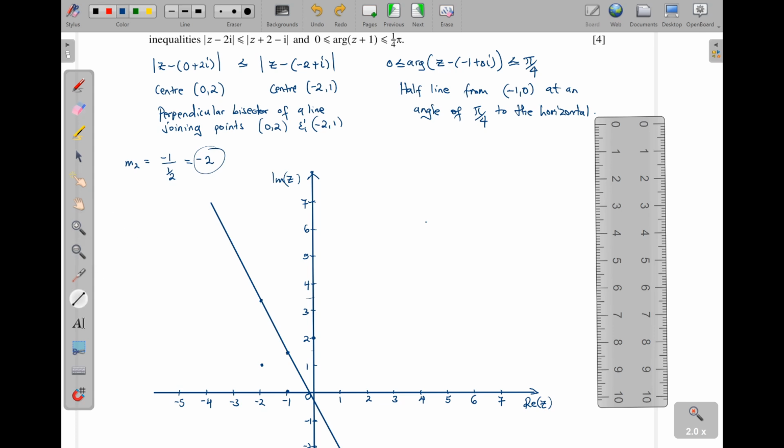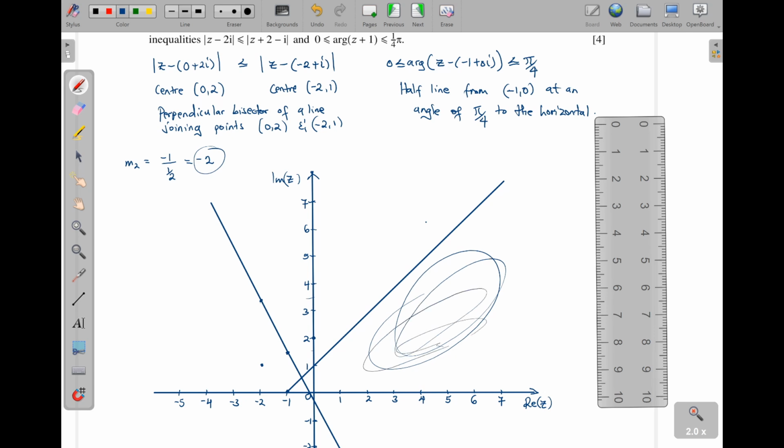I'm going to draw the half line. It must start from here. Don't make it protrude through. It shouldn't exceed here, so it passes through that, like that. So all the points that are in this region are less than or equal to pi over 4, the angle they make with this horizontal. So that is what we are having.